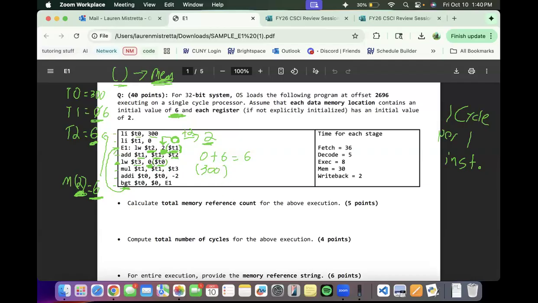The 0 shows that we're not offsetting this by anything. So it's just going to be mem address 300. Mem address 300, again, initialized at 6. We haven't changed it at all, so no need to deal with that.